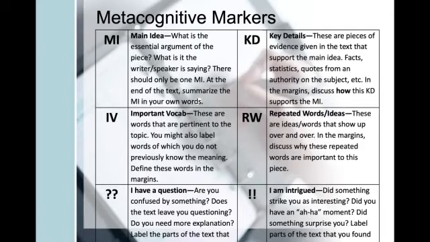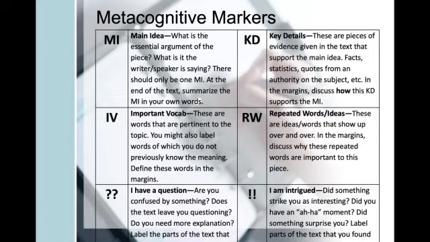Key details, probably you've highlighted quite a few of these, but perhaps some are more important than others. You might want to do a KD next to it. Those are going to be pieces of evidence, maybe quotes that are given in the text that support your main idea. So maybe you've got an MI in one of several paragraphs, but you might have key details throughout every paragraph that support your main idea.